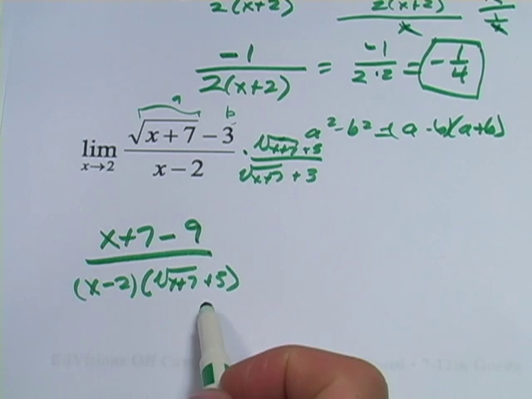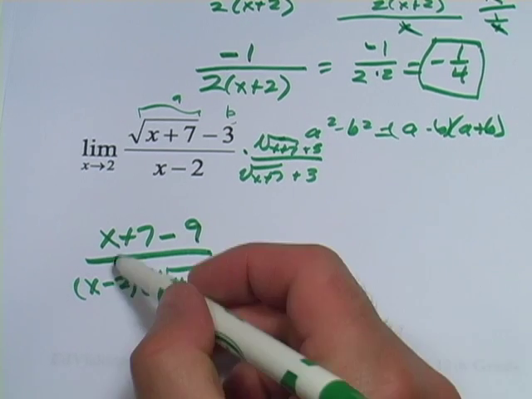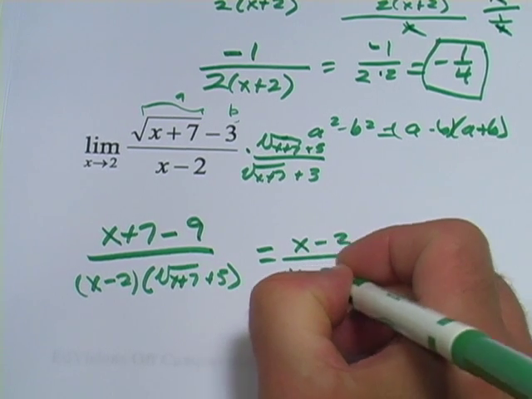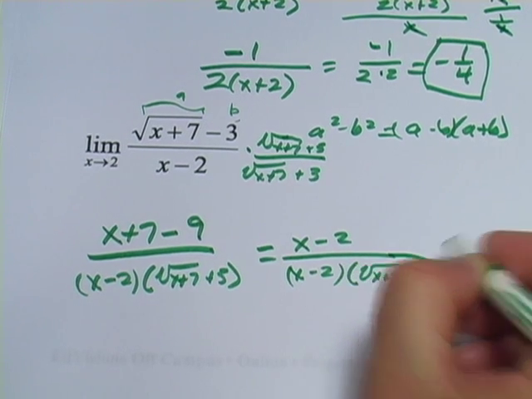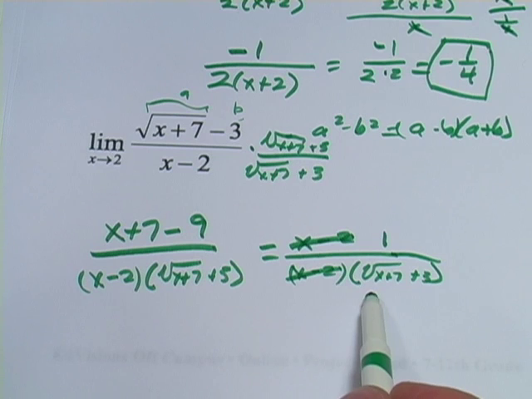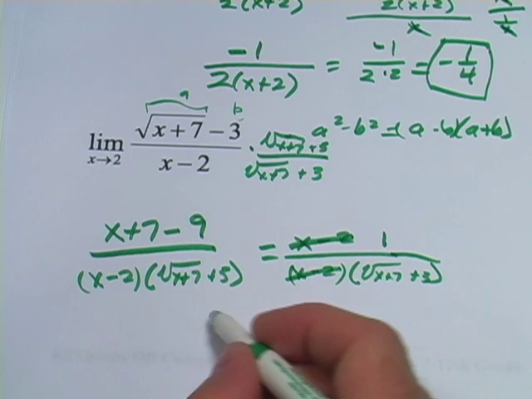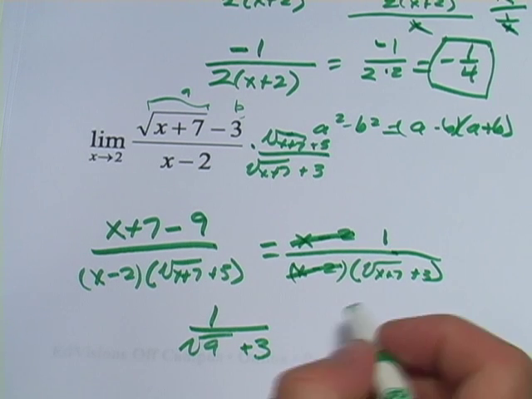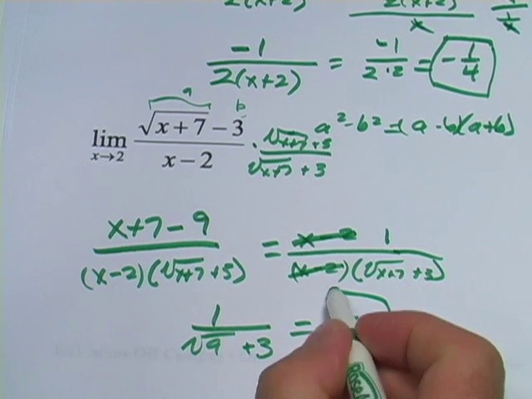And you might think you should go ahead and FOIL this out, but let's wait a second and simplify the top first, because something nice is going to happen here. x plus 7 minus 9 is the same as x minus 2. And on the bottom here, we have a factor of x minus 2. So these can cancel, which is wonderful, because now we have a 1 on the top and this business, square root of x plus 7 plus 3 on the bottom. If I plug in a 2 for x now, I get 1 over the square root of 9 plus 3, and this comes out to be 1 over 6, and that's our limit.